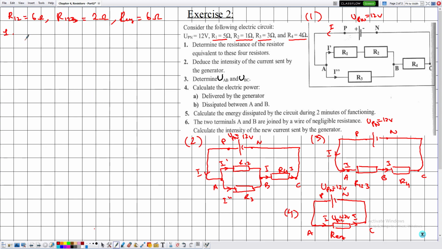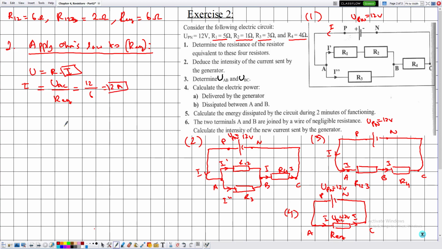So let's apply Ohm's law to R equivalent, which is given by U is equal to R multiplied by I. We are interested in determining the value of I, which is given by UAC over R equivalent, which is equal to 12 over 6, which is equal to 2 amperes. So the value of the main current I is equal to 2 amperes.